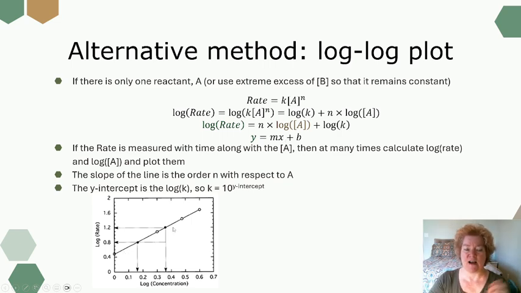Now, when I'm done, I find the slope of this line. The slope is equal to the order. So the slope of the graph will be the order n for that reactant. And then the y-intercept is equal to log k. So I do a little math. That means the rate constant will be 10 raised to the y-intercept. So this is a different method. It works. It takes a lot more calculations, and sometimes people get lost along the way. But actually, I only have to do one reaction. So that's the advantage of it.